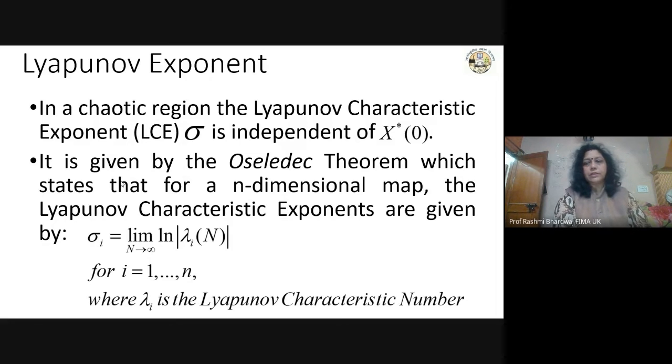In a chaotic region, the Lyapunov characteristic exponent, normally denoted as sigma or lambda, is independent of the initial value. It is given by the Oseledets theorem, which states that for an n-dimensional map, the Lyapunov characteristic exponents are given by sigma i or lambda i, which is the limit as n tends to infinity of the log of lambda i of n, for i equal to 1 to n, where lambda is the Lyapunov characteristic number. Yesterday, when calculating the fractal dimension, we also used a formula, the limit of the log of the numbers divided by the log of the magnified numbers.